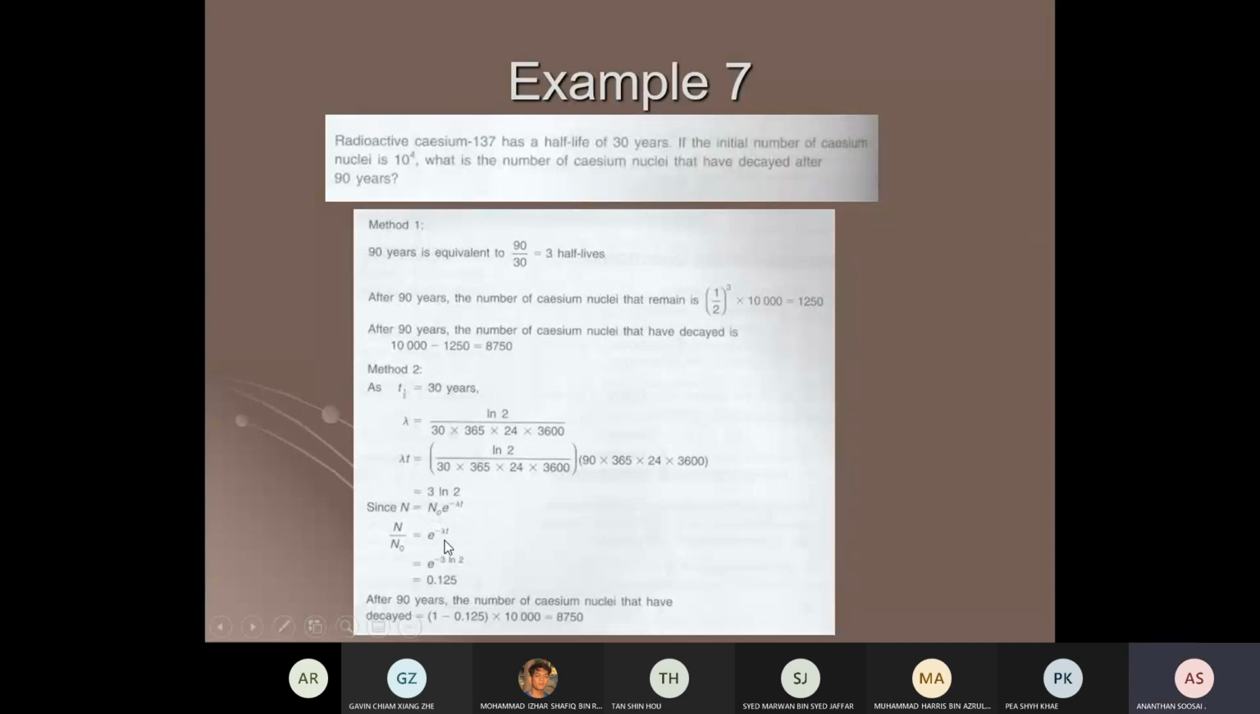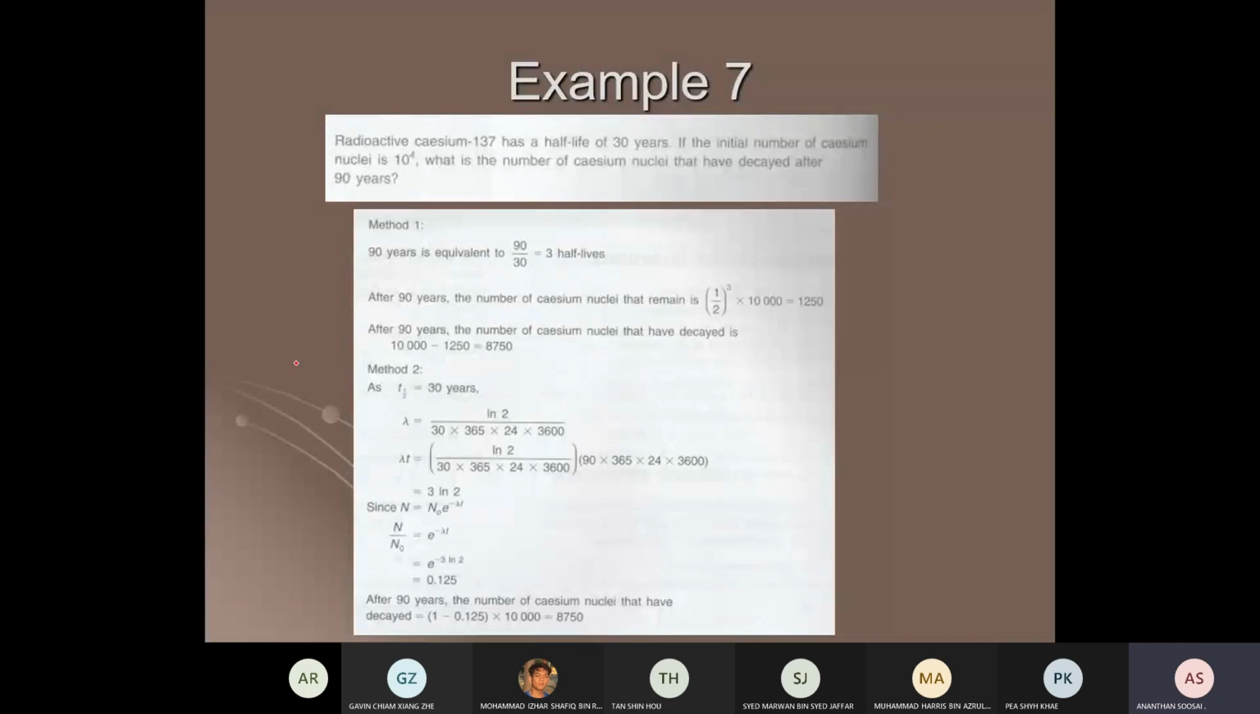Okay, but we need to find lambda first. Half-life given, find the lambda. Here they put lambda t last. We multiply by the lambda t. Put in the lambda t, find N over N naught, how much? So 0.125 fraction still remains. So the one decayed is 1 minus 0.125 times 10,000. You get the one already decayed.